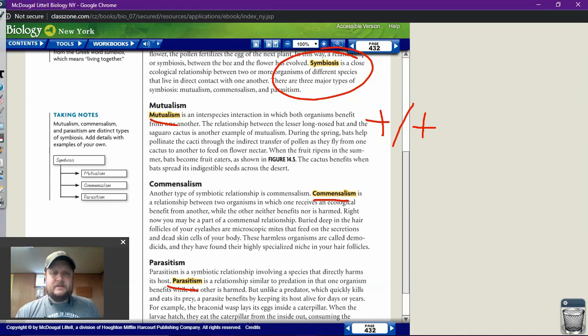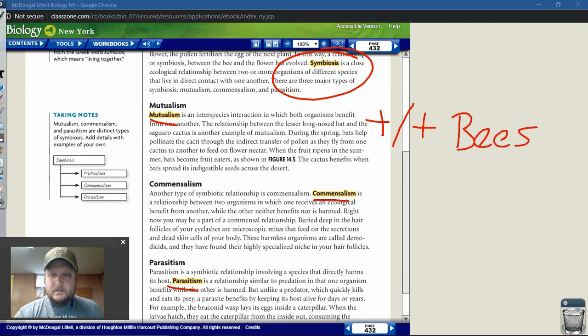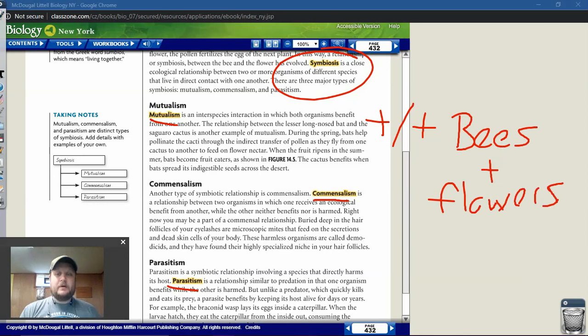Okay, so a prime example of this is going to be bees and flowering plants. I'm just going to write flowers. Okay, so bees and flowering plants. Okay, so how do these two things benefit each other? Well, the bees are going to benefit because they are getting food. Okay, so the bees land on the flower to collect the nectar, okay, to bring it back to their hive.